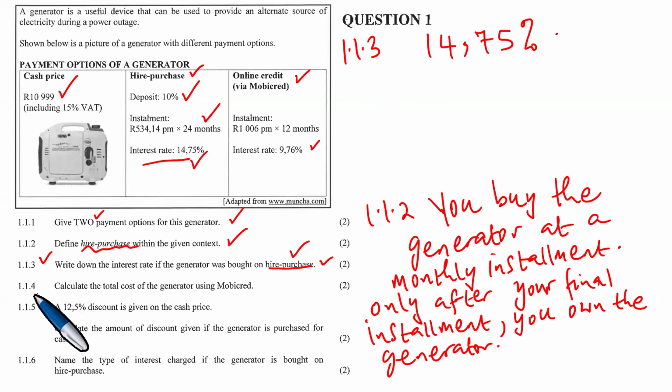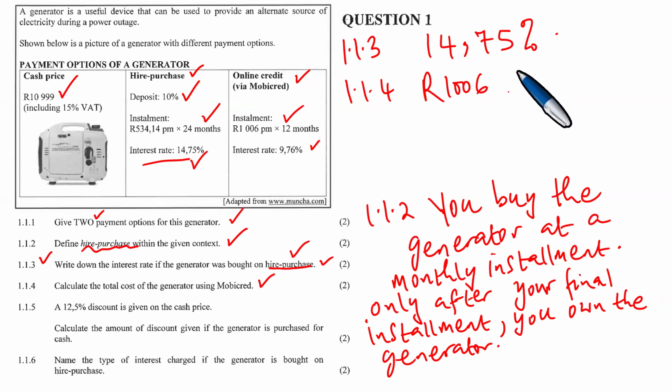Now, in 1.1.4, they are saying calculate the total cost of the generator using MobiCrad. So, in other words, using MobiCrad, what is the total cost of the generator? We're looking at 1.1.4, and this is way too easy. What is the total cost of the generator using MobiCrad? Because the online credit or MobiCrad installment is 1,006 rand per month, which means that the total cost is going to be subject to this.